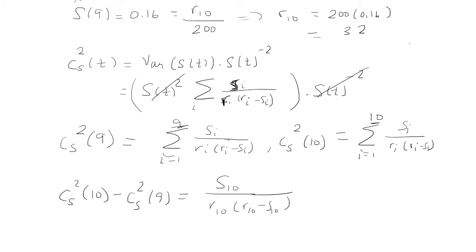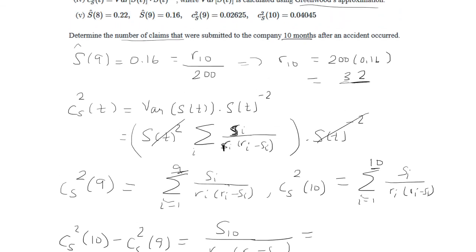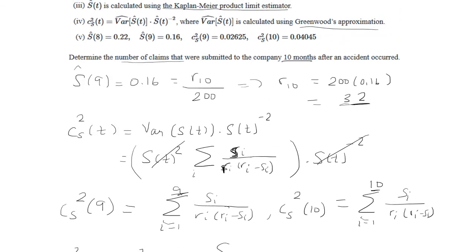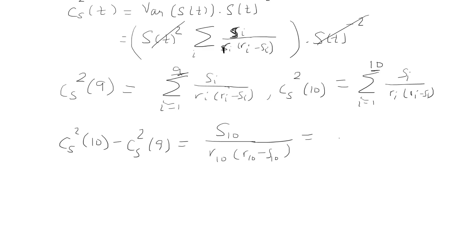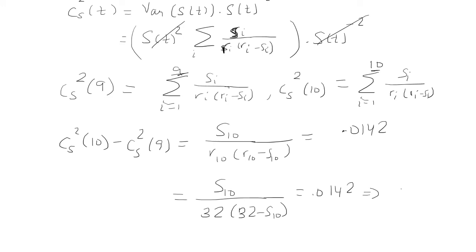R of 10 we said is 32 from up here. And we know that C sub S squared of 10 is 0.0405, and for 9 it's 0.02625. So we're going to subtract those, and we get 0.0142. And R of 10 we said is 32. Set that equal, then cross multiply, do all that good stuff. You get S of 10 is equal to 10.